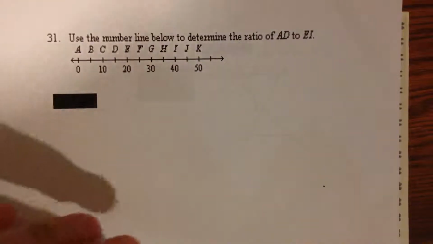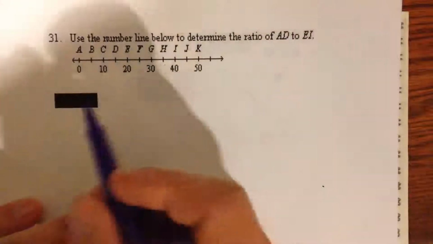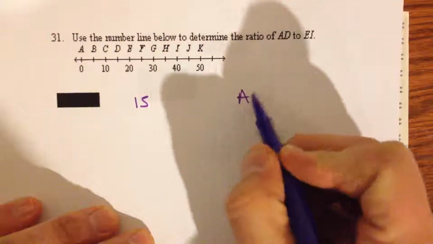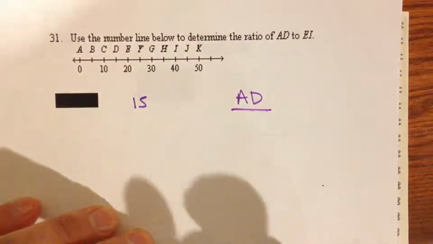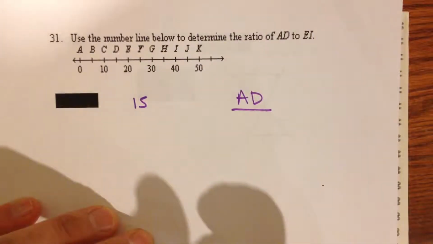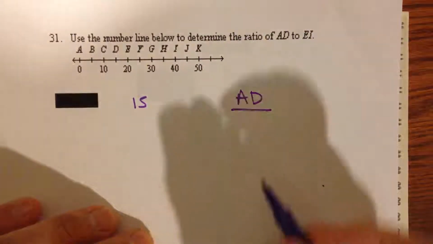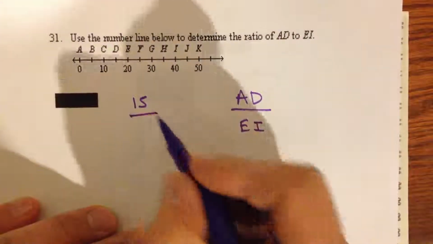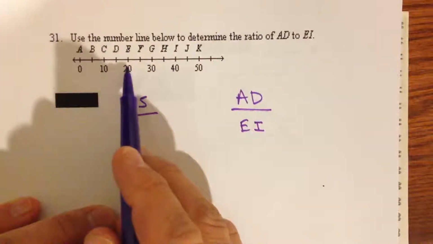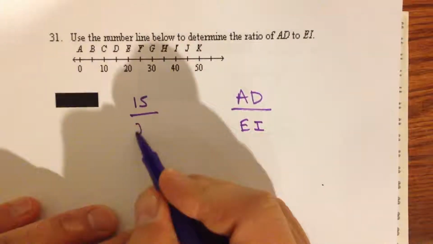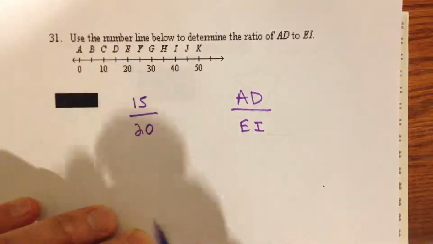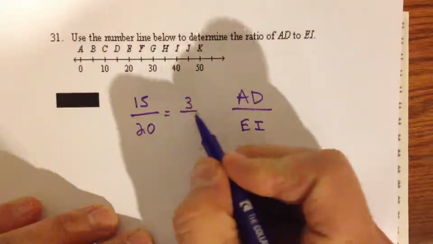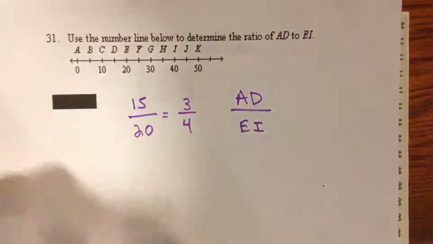Okay, number 31, this one should go pretty quick. AD, A to D is 15. So to find a ratio, I'm going to put it over in a fraction. So AD was 15, and then to EI, go from 20 to 40. So that's a distance of 20. So reduce that, and you get 3/4.